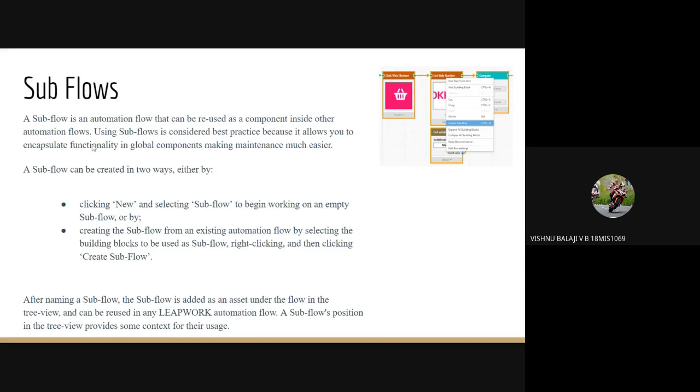A subflow can be created in two ways, either by clicking new and selecting subflow to begin working on an empty subflow, or by creating the subflow from an existing automation flow by selecting the building blocks to be used as a subflow, right clicking and then clicking create subflow. After naming, the subflow is then added as an asset, like it is considered an asset for a flow, and can be reused in any of the LEAPWORK automation flows.